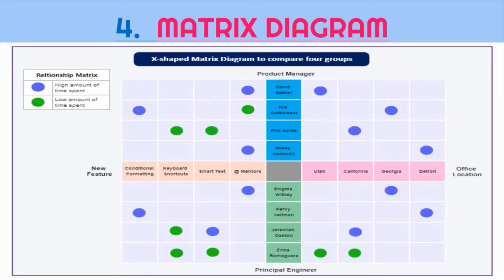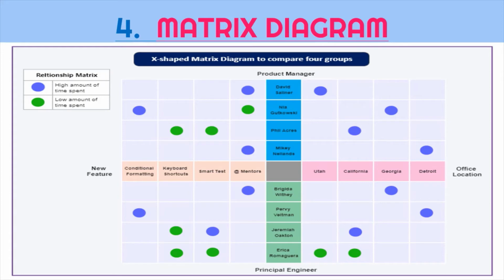This is an example of matrix diagram. So the relationship matrix, this blue corresponds to high amount of time spent, and the green to low amount of time spent. So David, then this is the mentor, smartness. So this is an example of matrix diagram, para siyang graph. So si David, ang pinakamataas niya, na nag-spend siya ng time, yung sa mentors and then sa yoga.